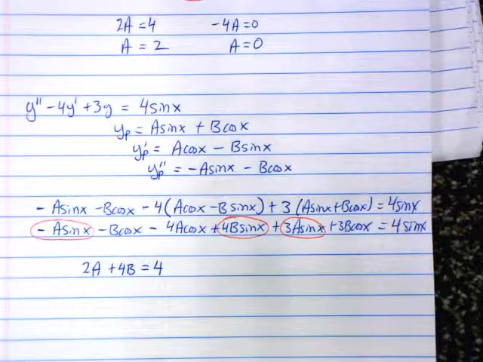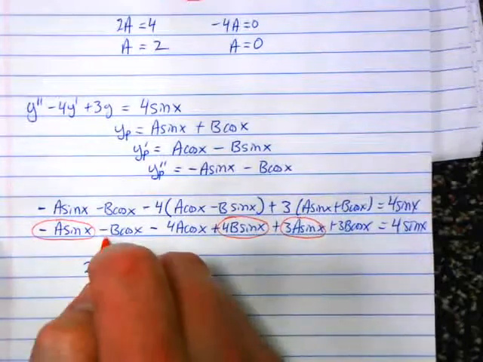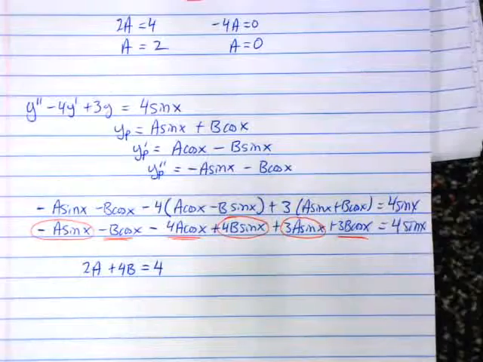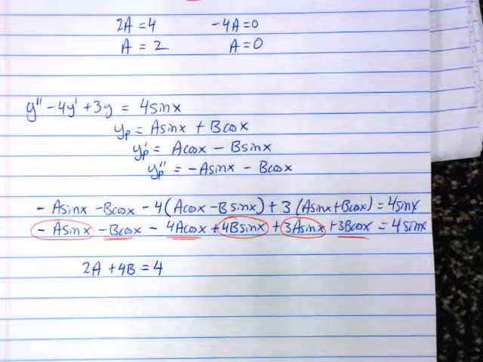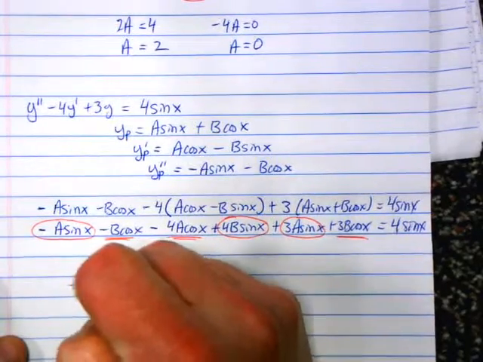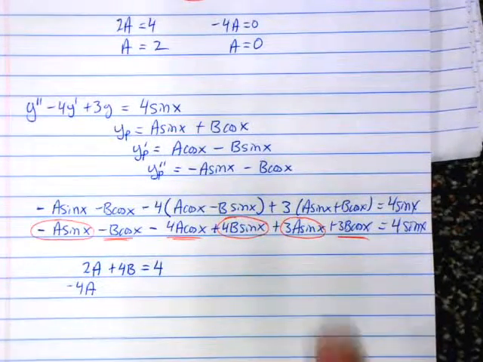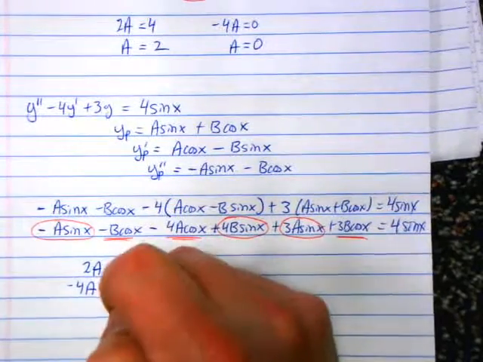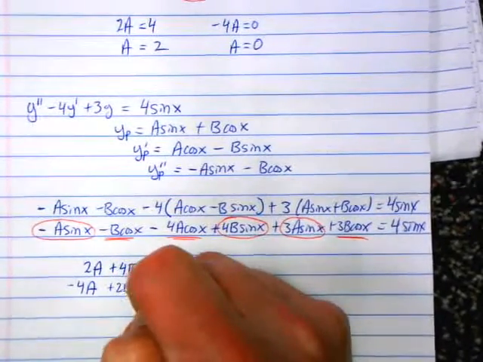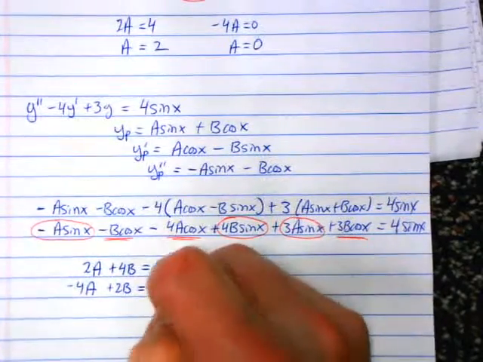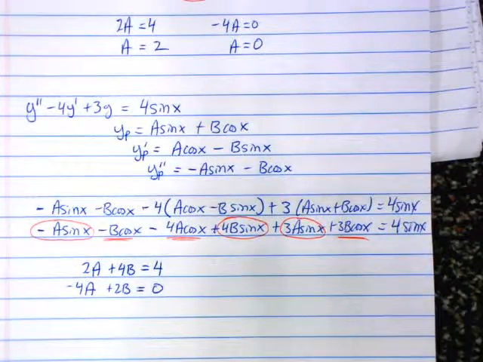Now I gather up all the cosines. There's one, there's one, and there's one. And again, I'm going to combine any like terms I have. I only have one with an a, so that's a minus 4a. The b's, I have a 3b and a negative b, so that's a plus 2b. Equals, how many cosines are on the right? None of them, 0.